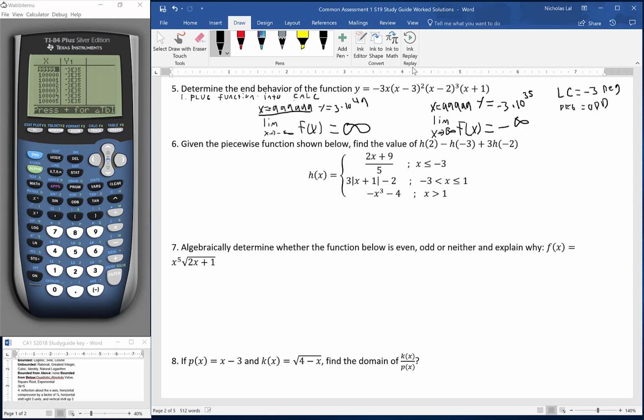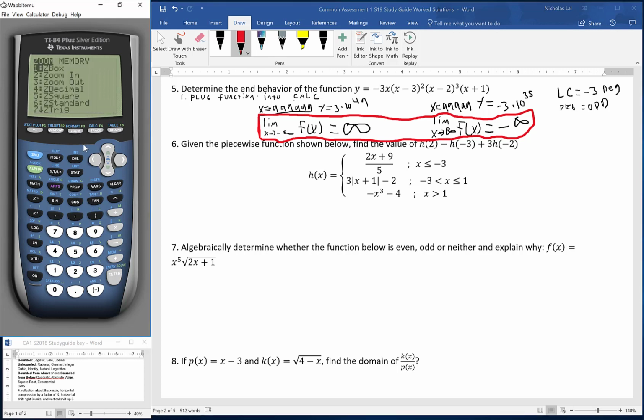Given the piecewise function shown below, so anyways, yes, this is our end behavior. The limit as x approaches negative infinity of f of x is infinity. The limit as x approaches infinity of f of x is negative infinity. And it will be hard to see, so maybe you can zoom out or change your window so that your y min becomes, I don't know, negative 1,000, and your y max would become 1,000.